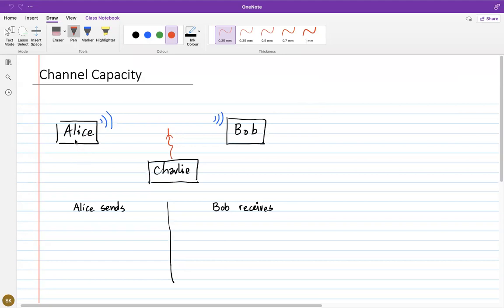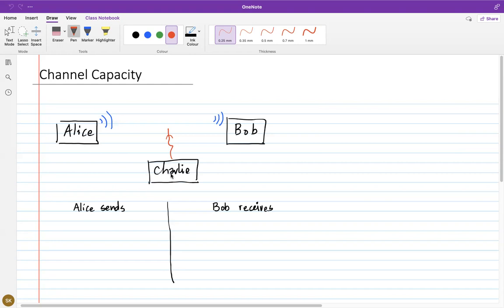So let's say there are three people. One is Alice, the other one is Bob, and there's someone else who's Charlie. Alice and Bob are friends. In this setup, Alice wants to send some messages to Bob. Alice is the sender here, and Bob wants to receive the messages from Alice.